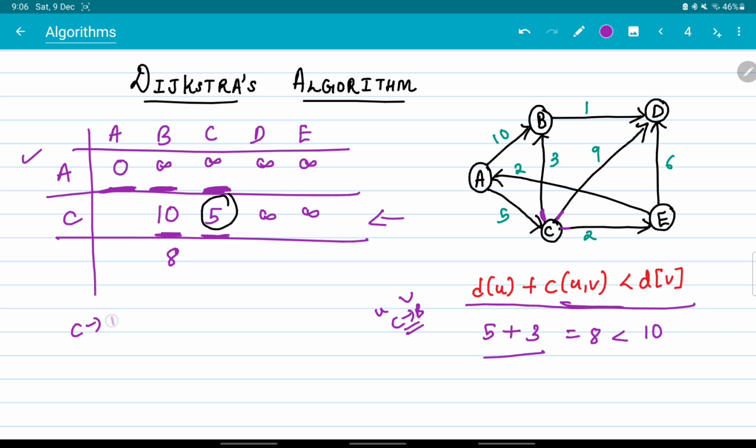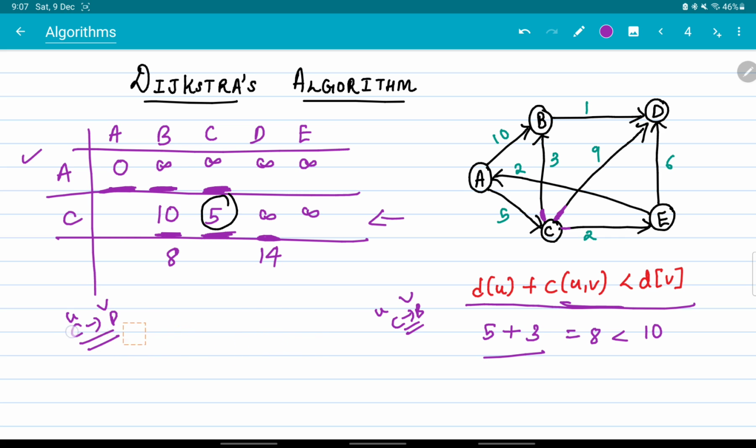Now I'm going from C to D. Okay, so from C to D, when I'm going, C becomes U and D becomes V. The distance of C from the table, what is the present distance of C? 5. 5 plus cost of going from C to D. From the graph, you can see the cost is 9. What is 5 plus 9? 5 plus 9 is 14. Is 14 less than distance of D? The current distance of D is infinity only from the table. So 14 is less than infinity. Yes. So you're going to update the value of D as 14.